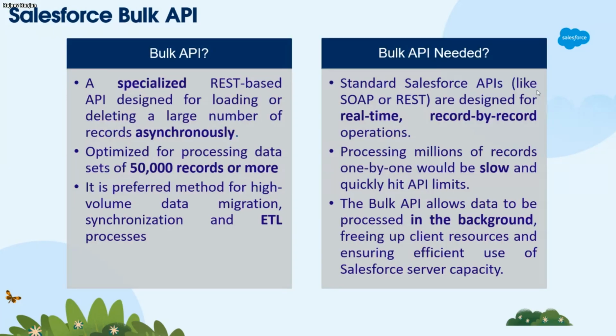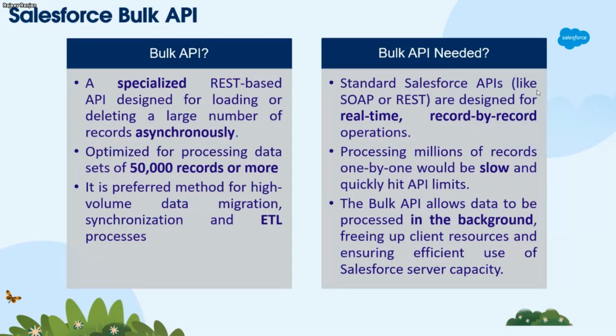This Bulk API is also optimized for processing more than 50,000 records. Whenever there is high-volume data migration, synchronization, or an ETL process where other tools are being used, in that scenario we can choose the Bulk API. And what is the need of this Bulk API?